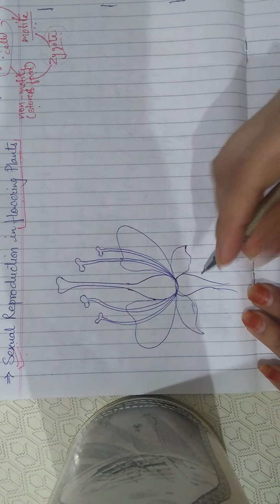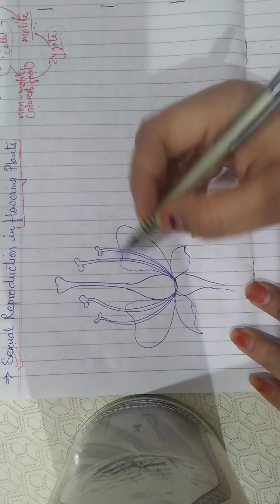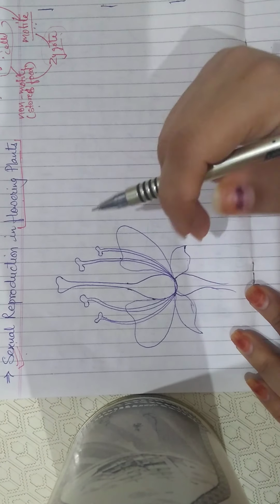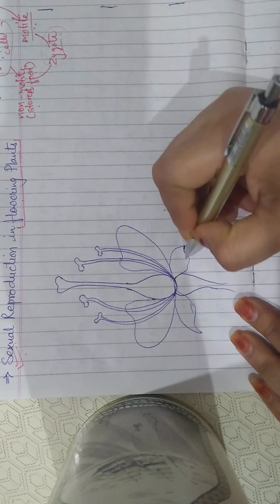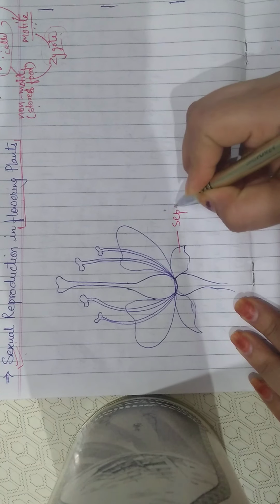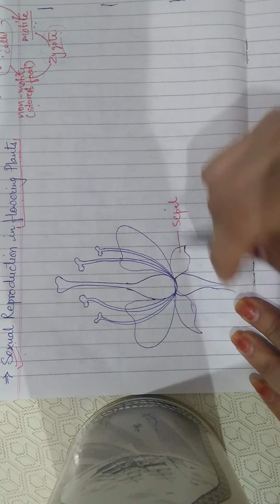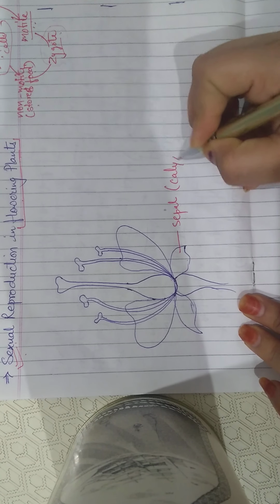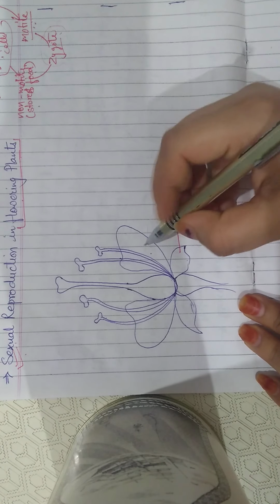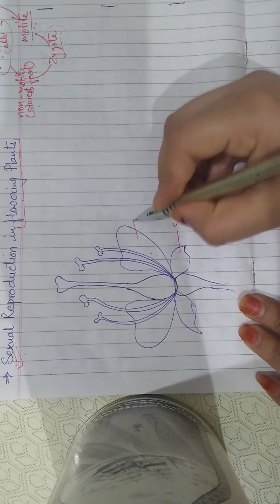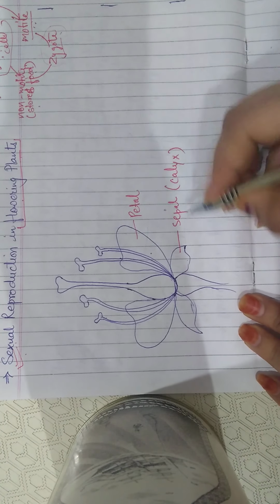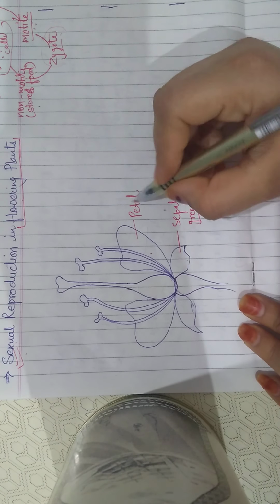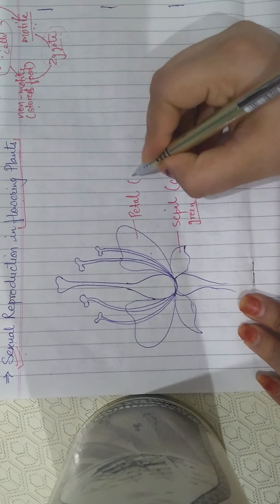See, this is a diagram of a flower. Here you already know that in a flower there are four whorls, four rounds. The outer whorl is of sepals, and the whole whorl of sepals is known as calyx. Then the next whorl is of petals, which are generally colored. Sepals are green in color in general, and petals may have different colors, and the complete whorl of petals is known as corolla.